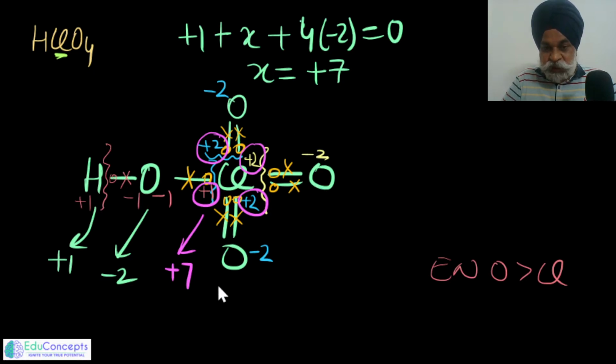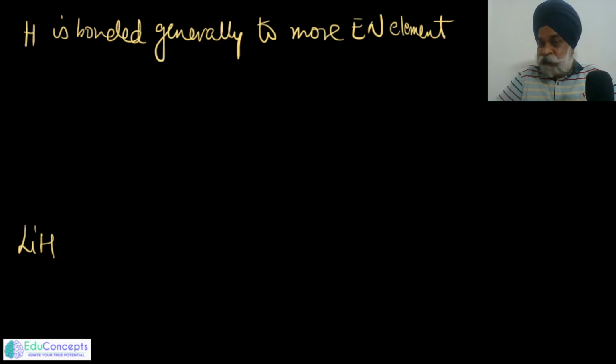And the other 3 oxygens also would get a -2, -2, -2. So -2, -2, -2, and this is -2. So the total becomes -8, +7 for chlorine and +1 for hydrogen. Total is +8. So the algebraic sum happens to come out to be 0. So here what we are able to understand is that oxidation state in a covalently bonded species comes from each bond, and that bond breakage has to be done very carefully.